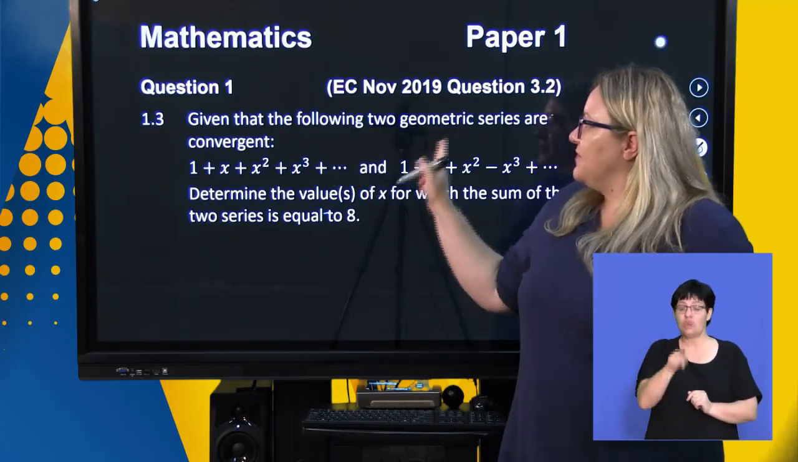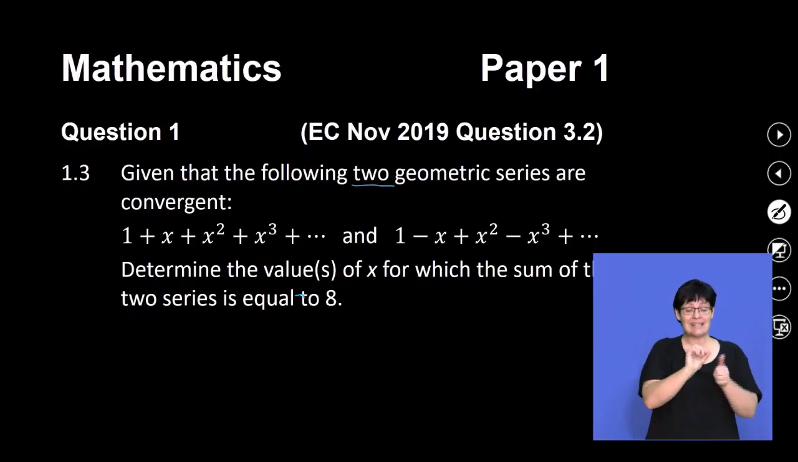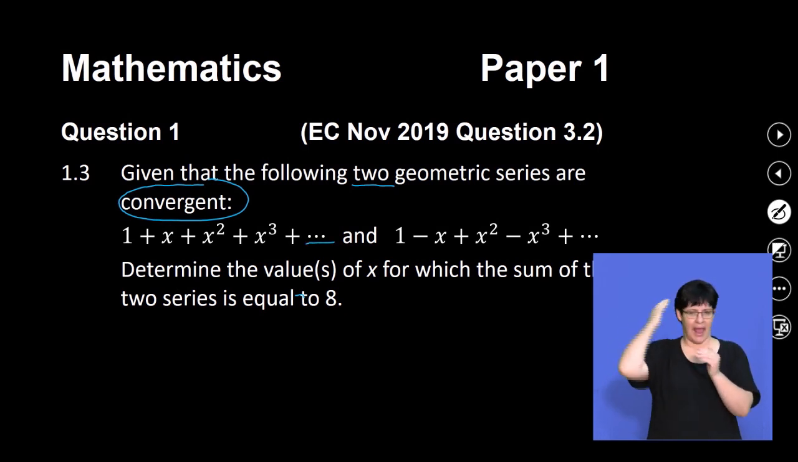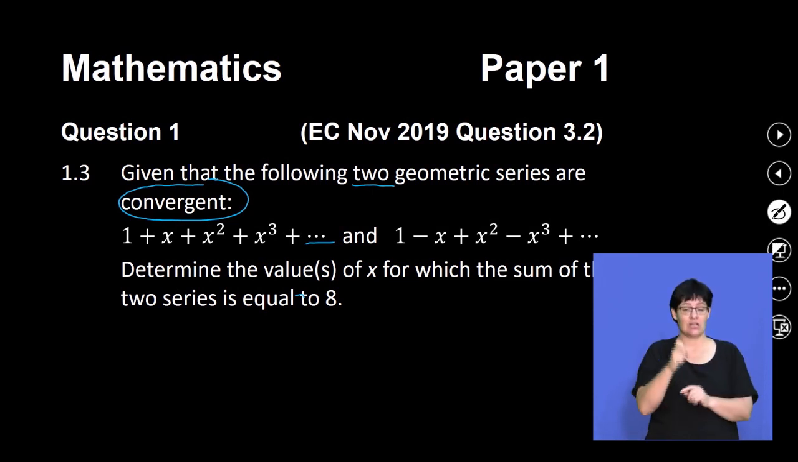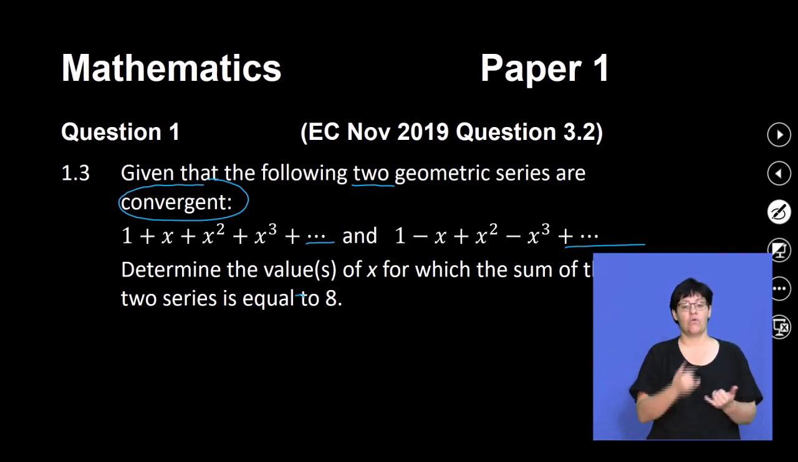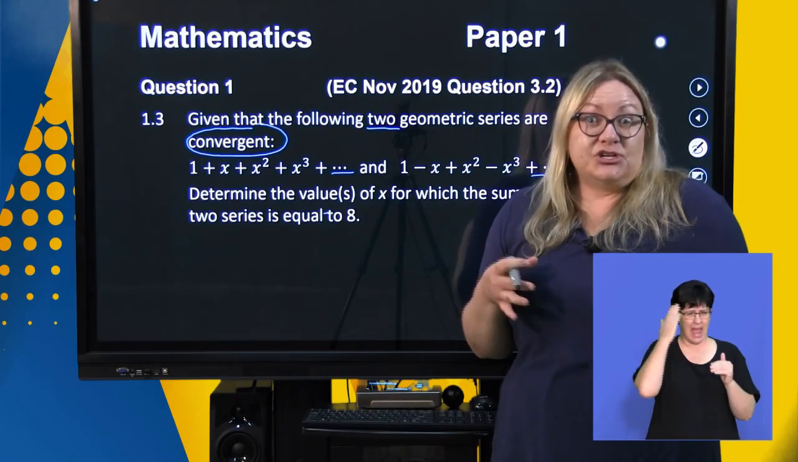Given that the following two geometric series are convergent, the first one is 1 plus x plus x squared, and so on, all the way up to infinity. The next one is 1 minus x plus x squared minus x cubed, also to infinity. We're asked to determine the values of x for which the sum of those two series is equal to 8. They're both infinite geometric series.